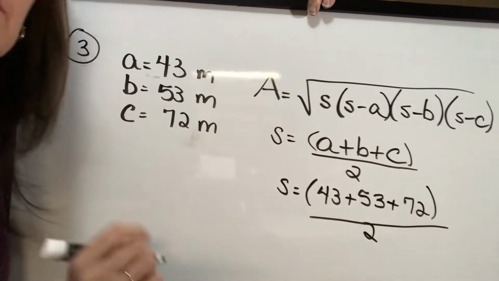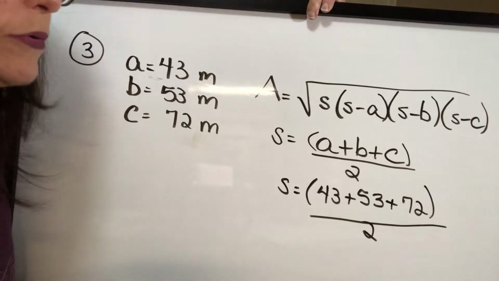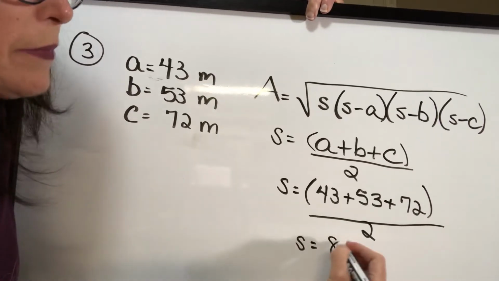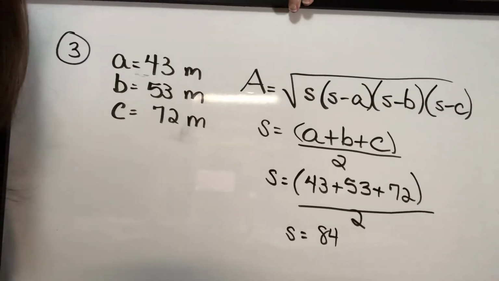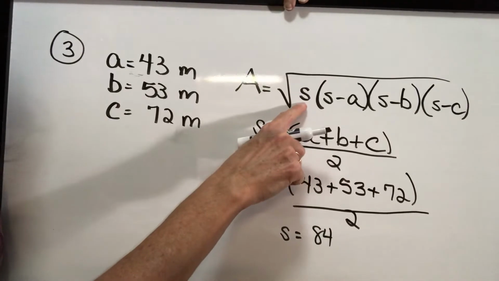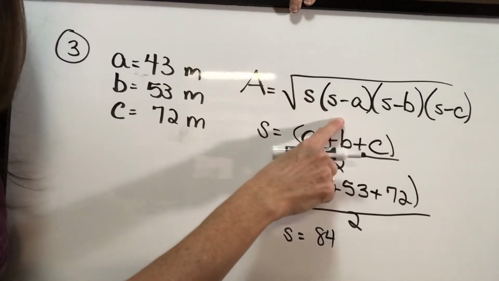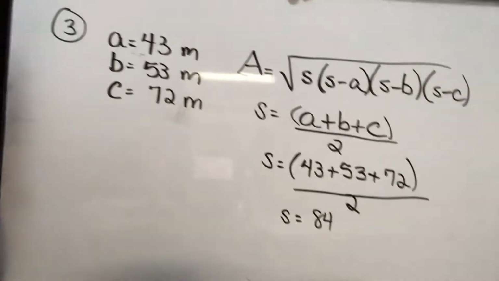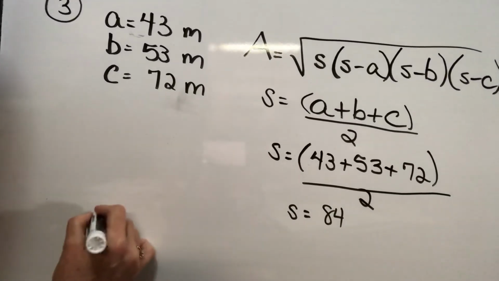So if you use the parentheses like I just showed and went to your calculator, you would get that this S value, the semi-perimeter, is 84. Now that's not the answer to the question. That's the number that you're going to use for the S all the way down in the formula. Everywhere there's an S, we're going to put in 84. So this is just a little bit longer, but it's not hard.